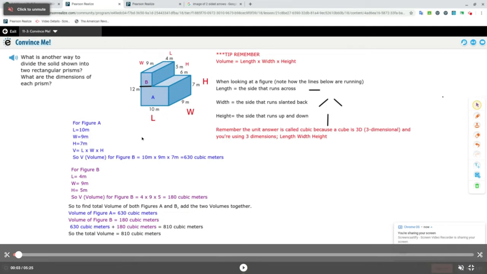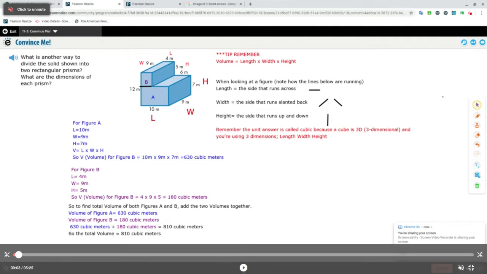So what I like to think about is that when I'm looking at a figure, I want to note which side is the length, which side is the width, and which side is the height. So for instance, let's look at figure A here. I labeled this figure A because originally these two figures were stacked on top of each other, but I kind of cut them so that they're separate, okay?